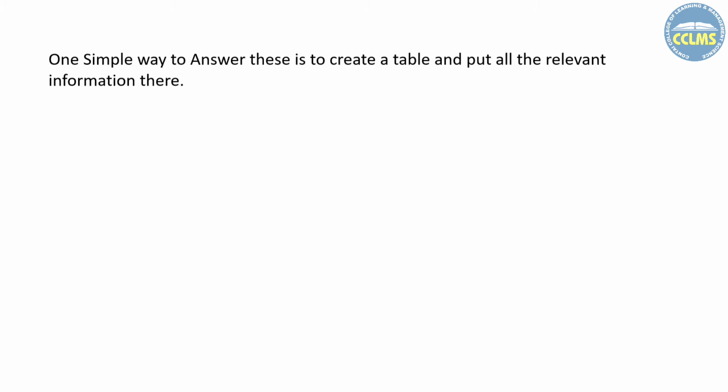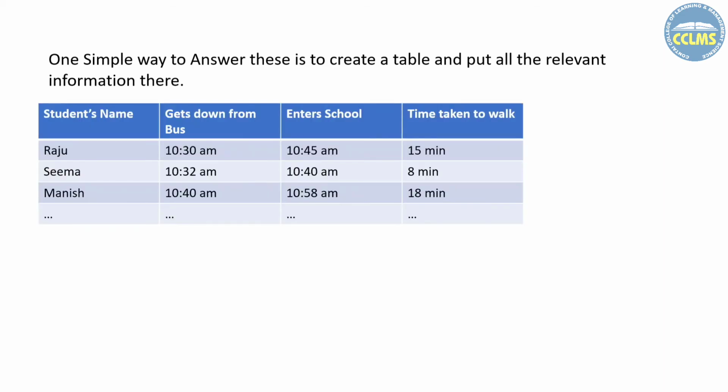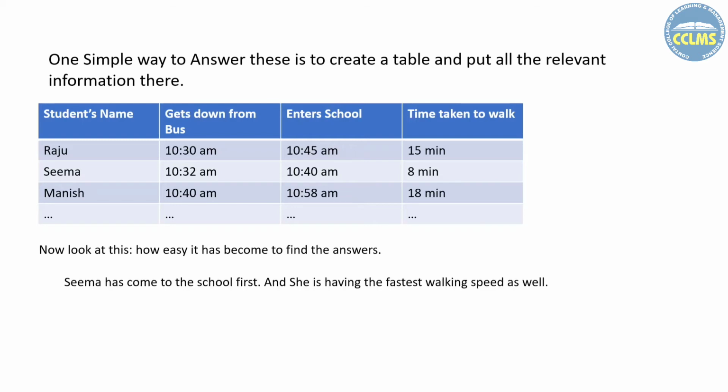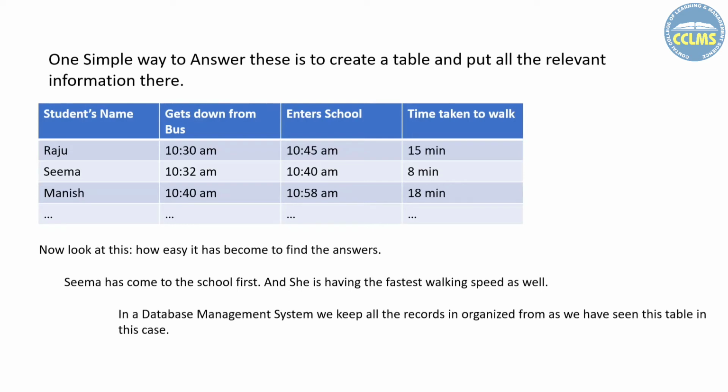One simple way to answer these questions is to create a table and put all the relevant information into that, as we can see on our screen. Student's name, when did they get down from bus, when did they enter the school, and the time taken to walk. Now look at this and how easy it has become to answer these questions. You can simply say that Seema is having the highest walking speed because she has finished the distance in only 8 minutes. There are numerous questions that can be answered from this table as well.